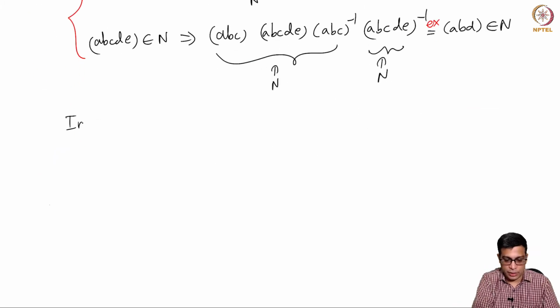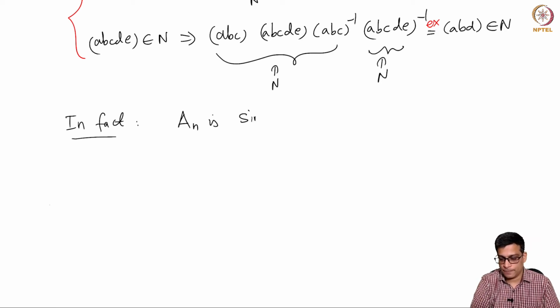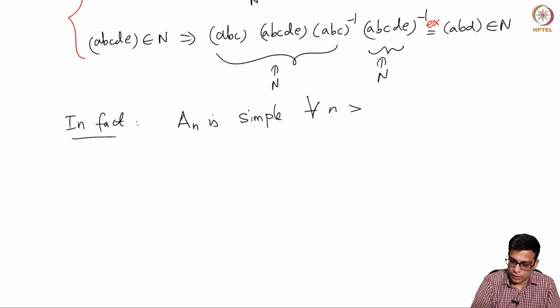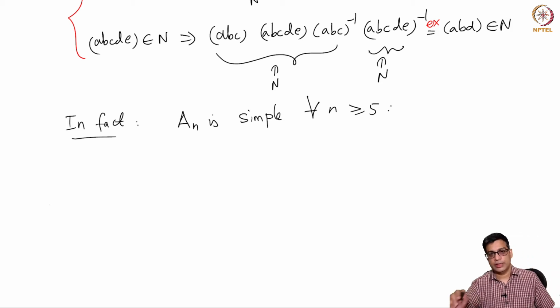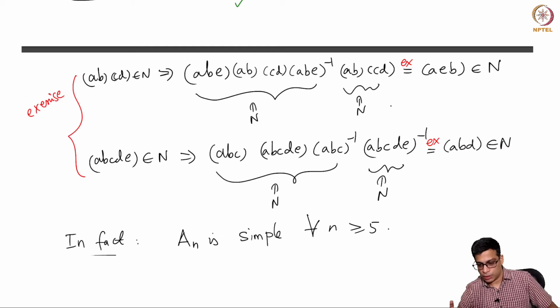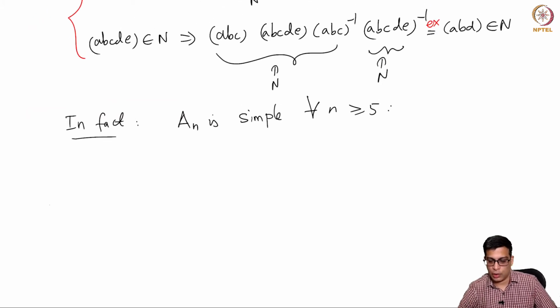Okay. So in fact, this requires more work. A_n is simple for all n greater than or equal to 5. This is a theorem in group theory, but this requires more work. Okay, so one can show that all A_n are simple.